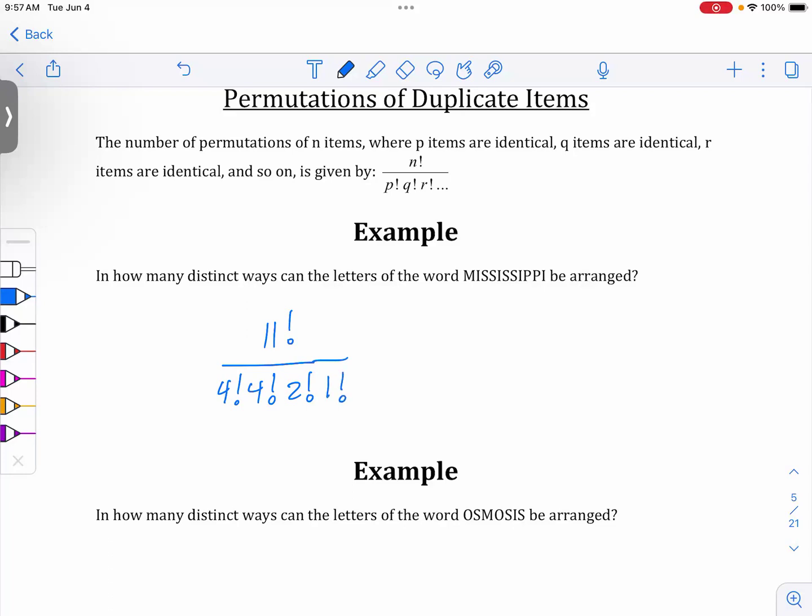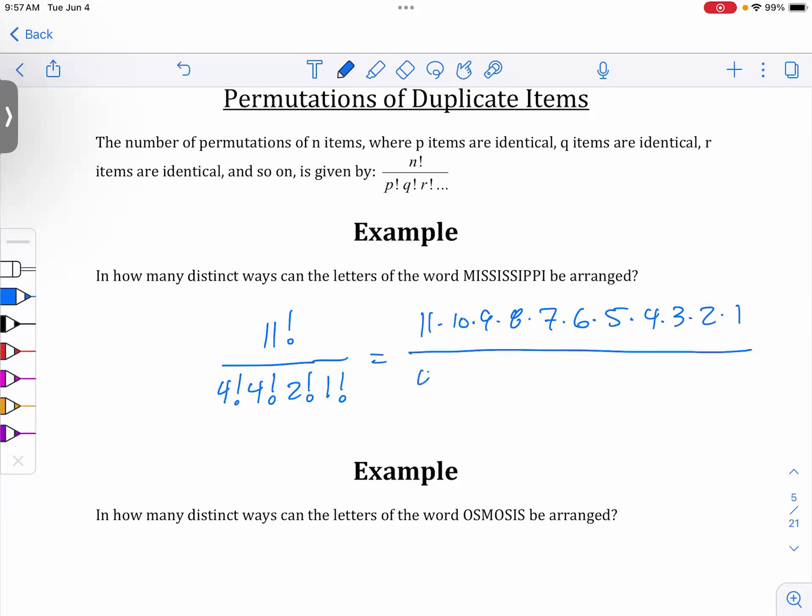And the denominator, notice, sums the numerator. 11 on top, all right? 11, 4 plus 4 plus 2 plus 1, 11 on bottom. So unfortunately, this is the part where if I was to write this out, this is 11 times 10 times 9 times 8 times 7 times 6 times 1. So that's what that becomes on the top.